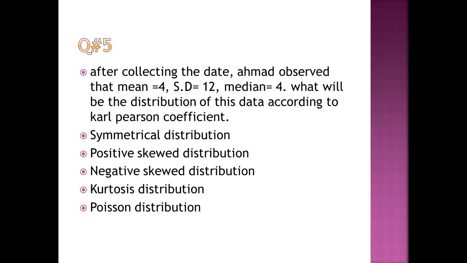Question number 5. After calculating the data, Ahmed observed that the mean is 4, standard deviation is 12, median is 4. What will be the distribution of this data according to Karl Pearson coefficient? So whether the data will be symmetrically distributed, positively skewed, negatively skewed, Poisson distributed, or kurtosis. C. The answer is alpha, symmetrical distribution.